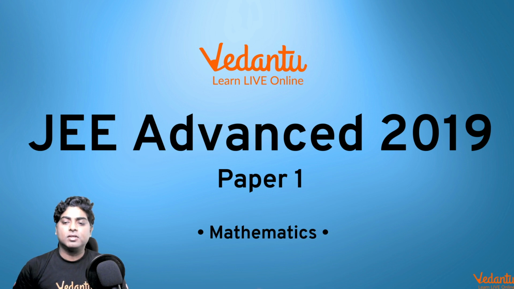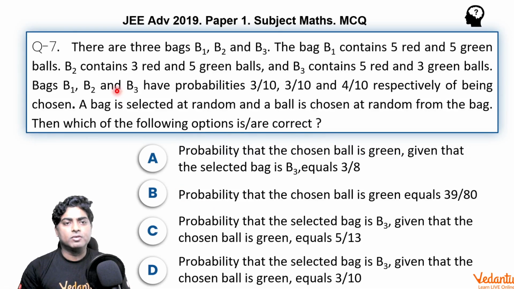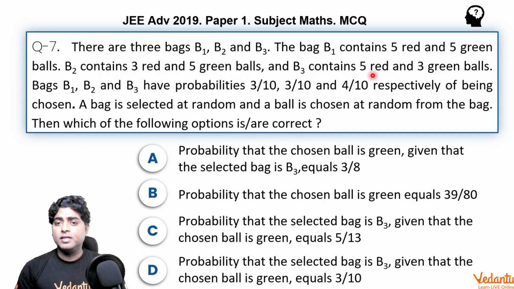For this video, a question from probability is taken from the paper. Let's have a look at the problem. It says there are 3 bags B1, B2, B3 and there are certain number of balls in these bags. Bag 1 contains 5 red, 5 green balls. Bag 2 contains 3 red, 5 green. B3 whereas contains 5 red, 3 green balls.